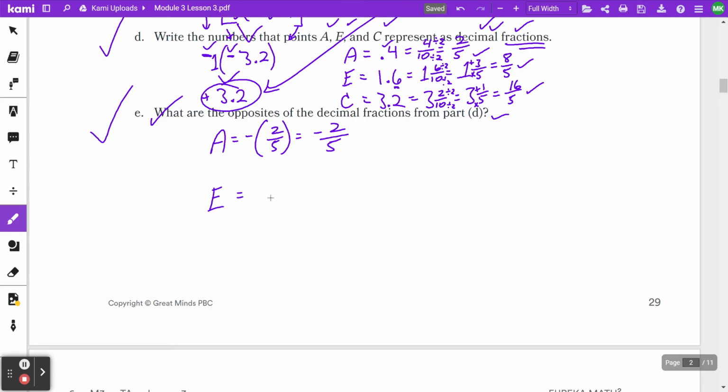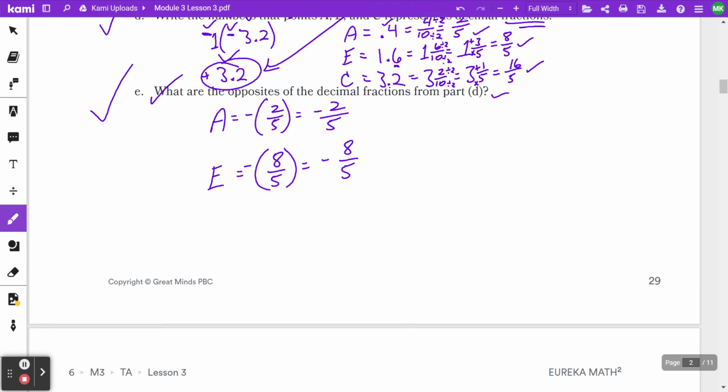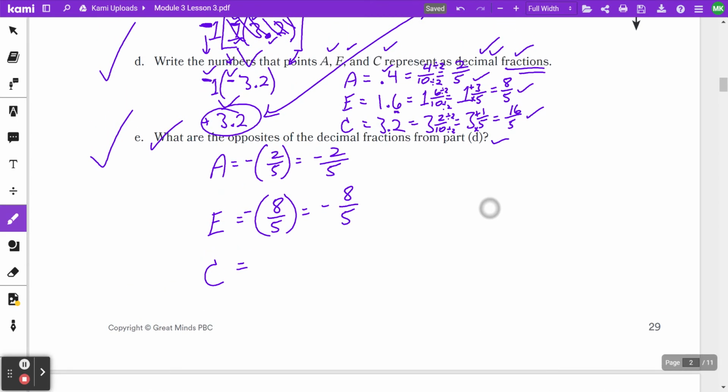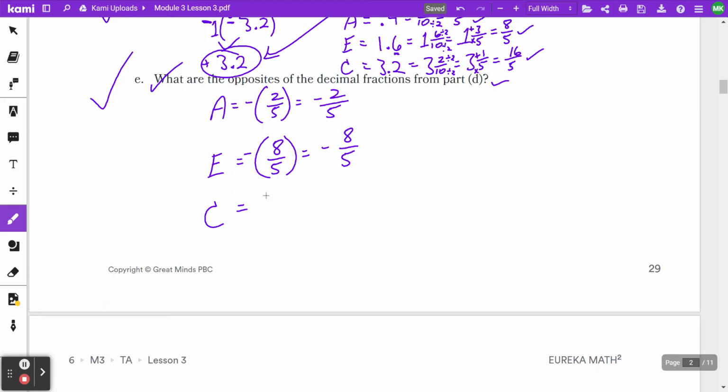Part E. The opposite of 8/5. I'm going to wrap that up, multiply by -1. Okay, and I get a -8/5. Okay, and part C. I think they wanted that one, right? Yep. C, 16/5. I'm just going to keep them as improper. Wrap that up, multiply by -1, and I wind up with a -16/5. Okay. All right, looking pretty good here.